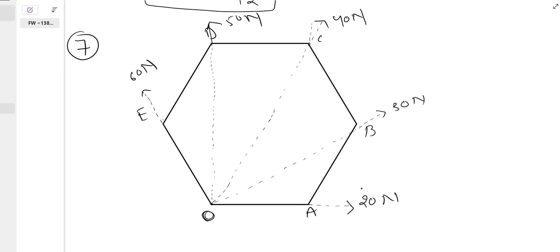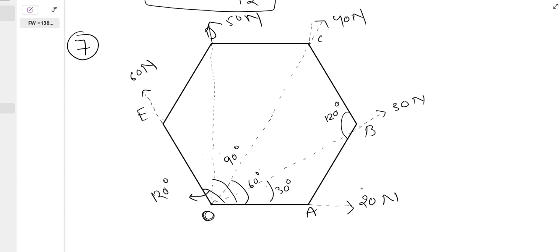And remember, each angle of a regular hexagon is 120 degree. So here 1, 2, 3, 4, we are dividing 120 degree by 4, that means each angle is 30 degree. This angle will be 60 degree, this angle is 90 degree, and this angle will be 120 degree.